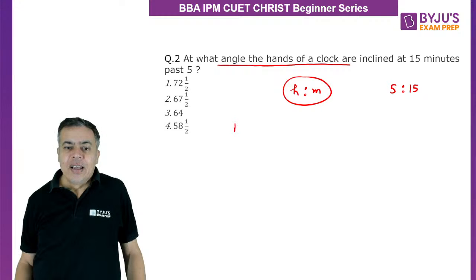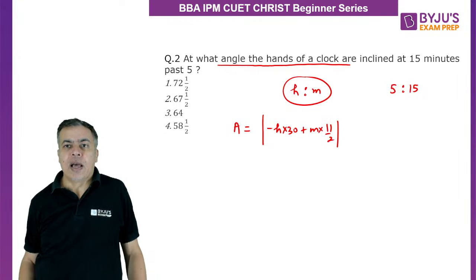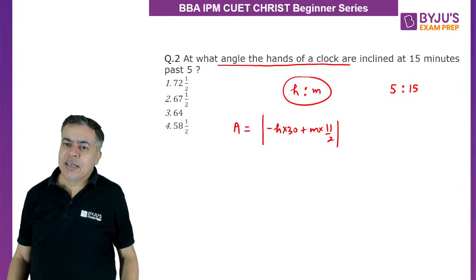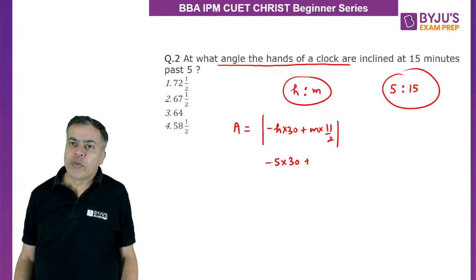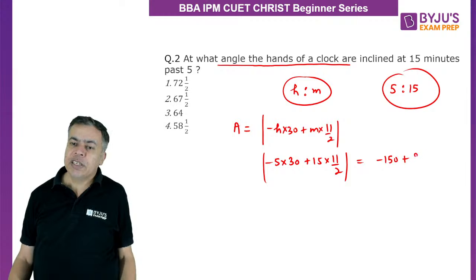So the angle will be equal to, you can take the modulus, that is the positive value you will take, minus H into 30 plus M into 11 by 2. This is the formula. You can just put the values and you will get the answer. Put H equal to 5 and M equal to 15. So that means 5 into 30 plus 15 into 11 by 2, so this will become minus 150 plus 15 into 11 is 165 by 2 is 82.5.